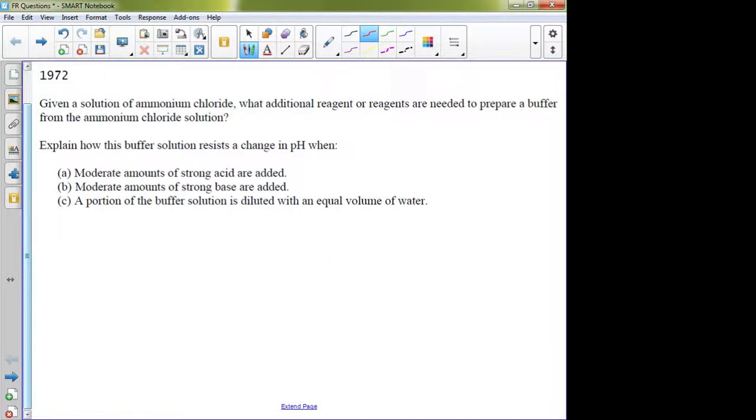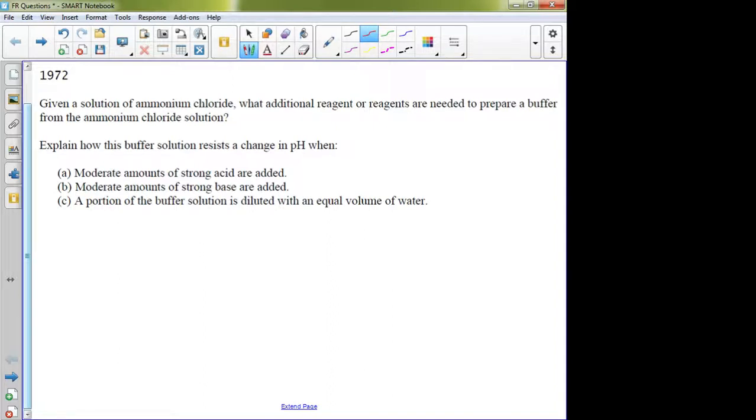So let's talk about 1972. All right. So this was a question in 1972, and this is honestly kind of what they're more geared towards now: the ability to explain and do you really know what's going on? So we're going to know what's going on today.